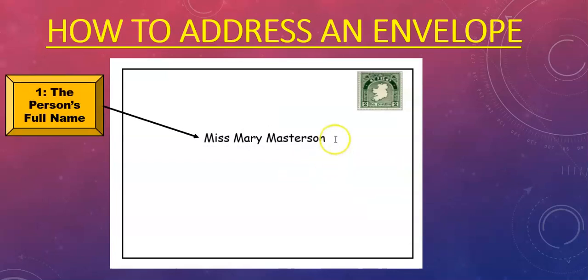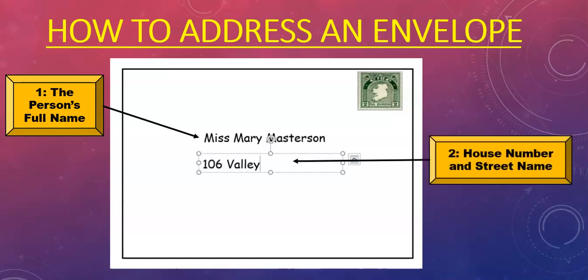But he doesn't know where. So we need the address. We need Mary Masterson's address. And it's very similar to how we addressed the letter when we were writing it. Except instead of writing our own address, this time we're going to write Mary's address. So Mary lives in 106 Valley Road. That is where her house is. Her house is number 106 on Valley Road.